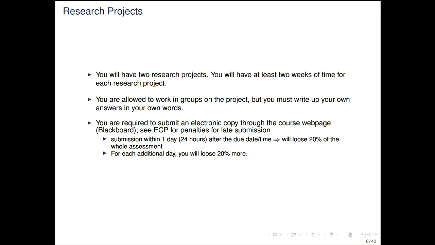But the rule is very simple. If you're late by 1 day, you will lose 20%. Every day, you will lose 20%. There's one exception. If you have some medical reason or things like that, family disaster, then I'm going to accept late submission without any penalty. But in that case, you need to provide evidence, documents. Okay.